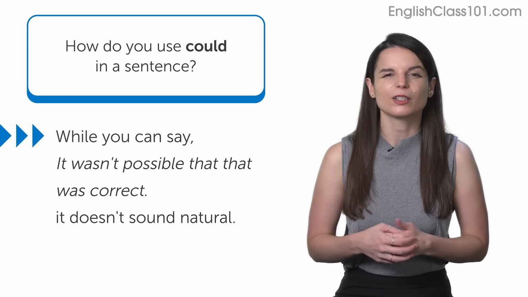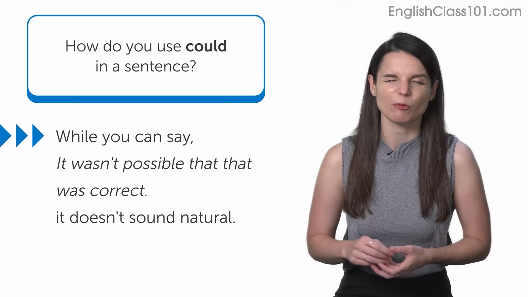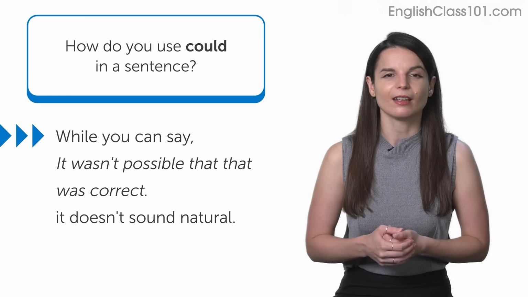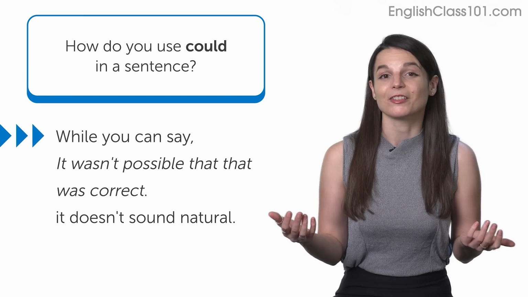Some of you might ask, do I really have to remember that could have been sentence structure? It's so hard for me to use. Why can't I just say, it wasn't possible that that was correct? Well, it doesn't sound natural, that's why.